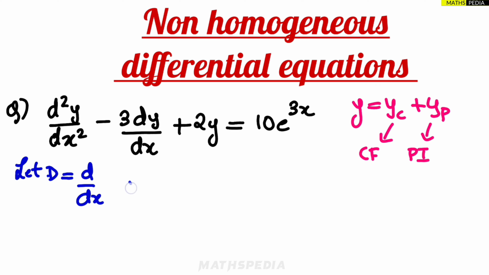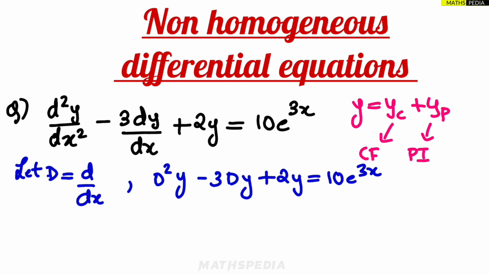So here, just write this equation in this form. In place of d by dx, put D. So D square y minus 3Dy plus 2y is equal to 10 e power 3x. This is the first step we have to do. Here d square y by dx square is there, so y you have to keep aside. In place of dy by dx, I substitute D. In place of d square by dx square, I substitute D square. That's it. Okay.